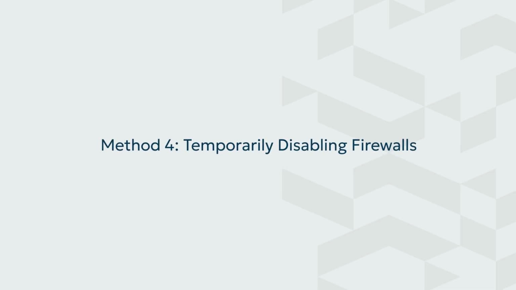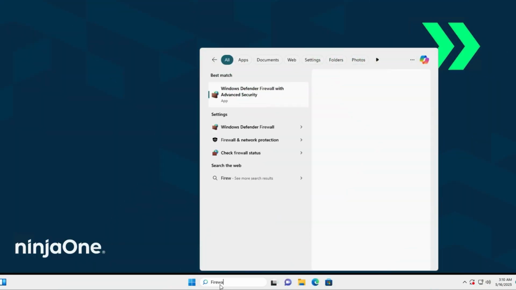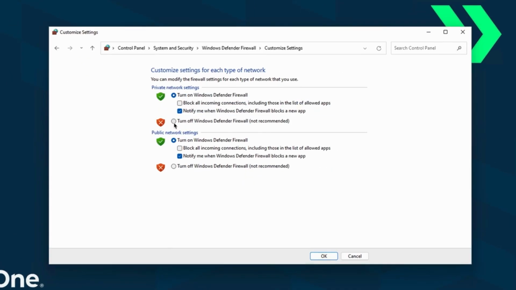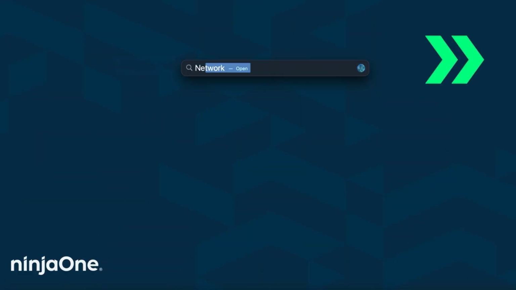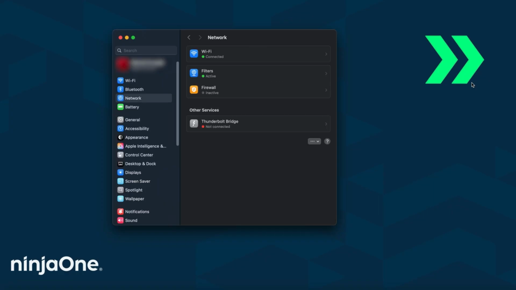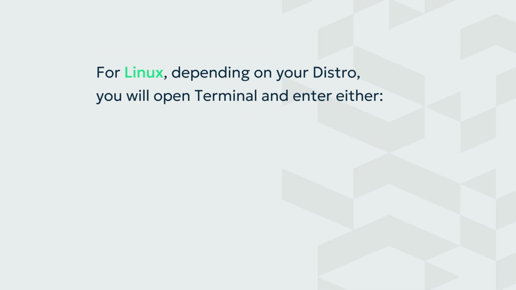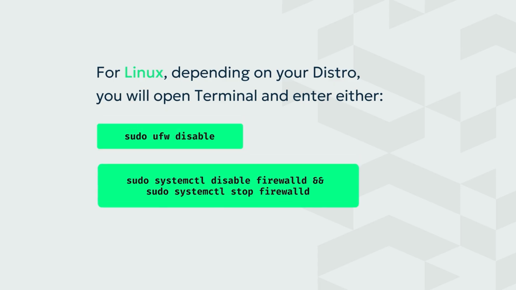Lastly, you may need to temporarily disable your firewall. On Windows, this is done by opening System and Security from the Control panel. Similarly, on macOS, you will need to open System Preferences, then locate Security and Privacy. On Linux, depending on your distro, you will open Terminal and enter either this command or this command.